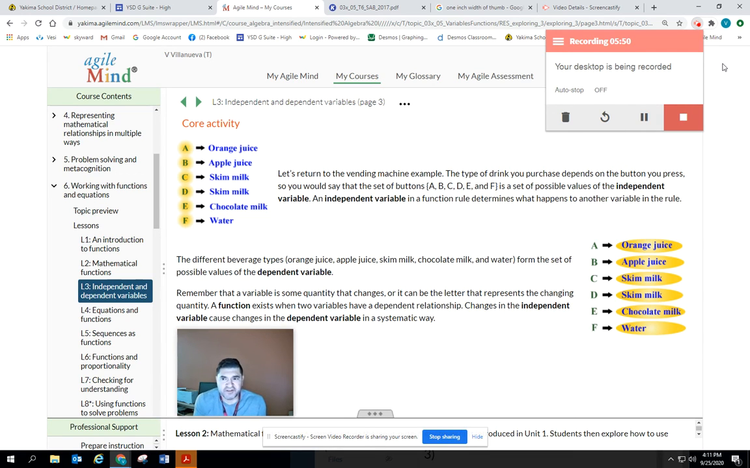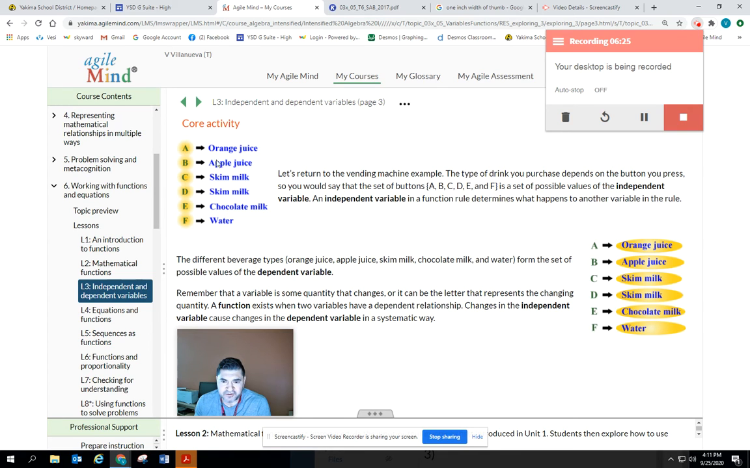Okay, so this is on page 229, and I'm going to go ahead and read this. Let's return to the vending machine example. The type of drink you purchase depends on the button you press. So you would say that the set of buttons A, B, C, D, E, and F is a set of possible values of the independent variable. An independent variable in a function rule determines what happens to another variable in the rule.